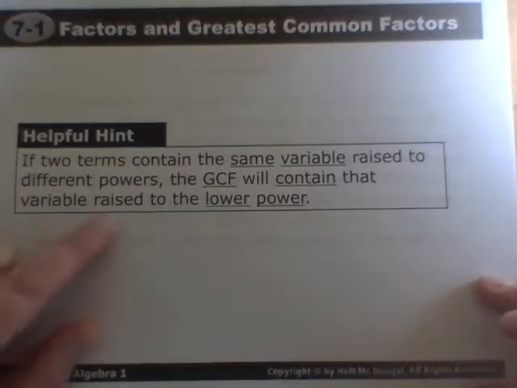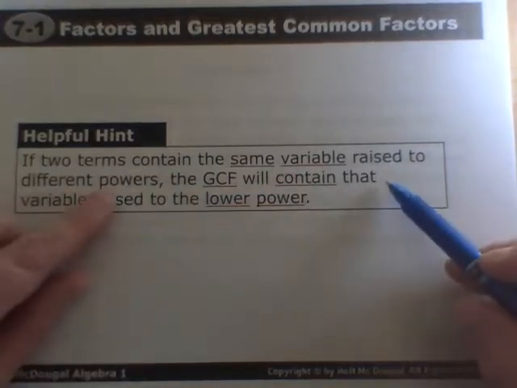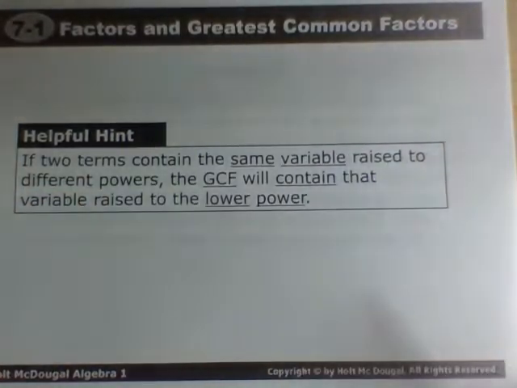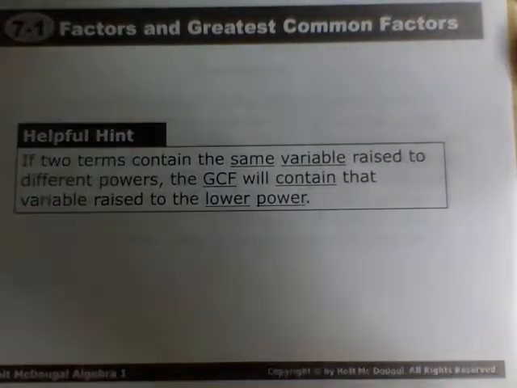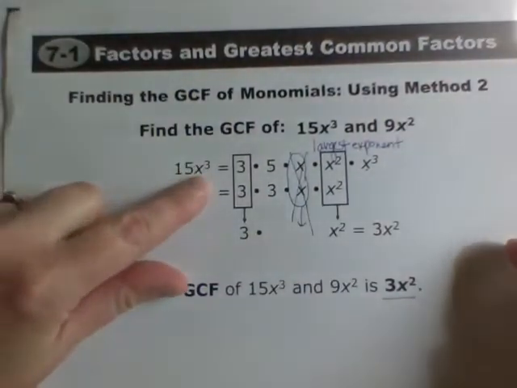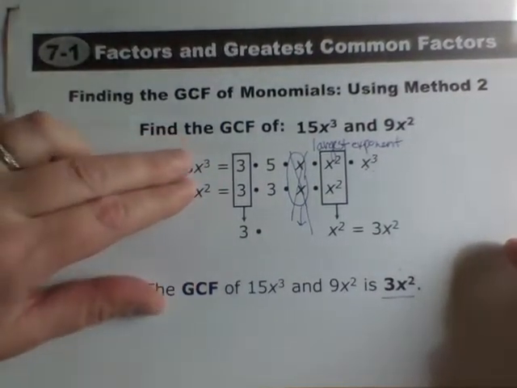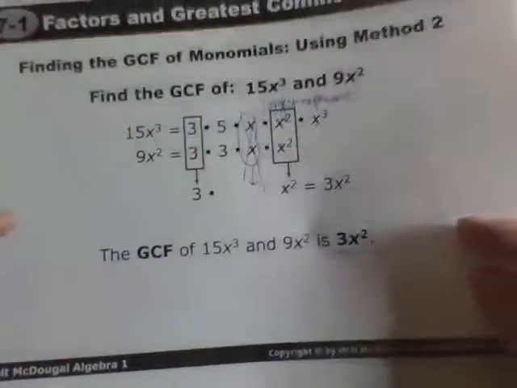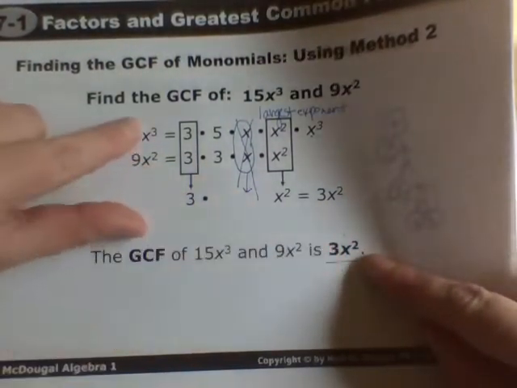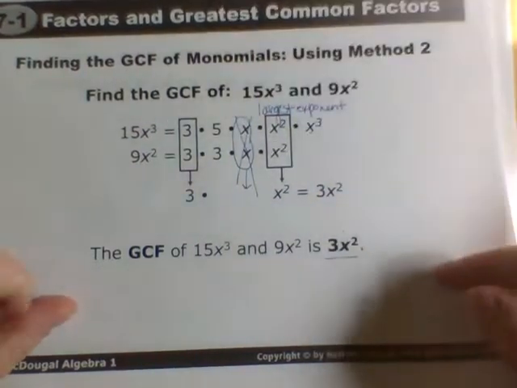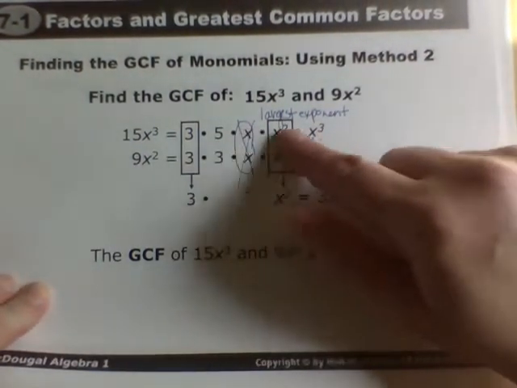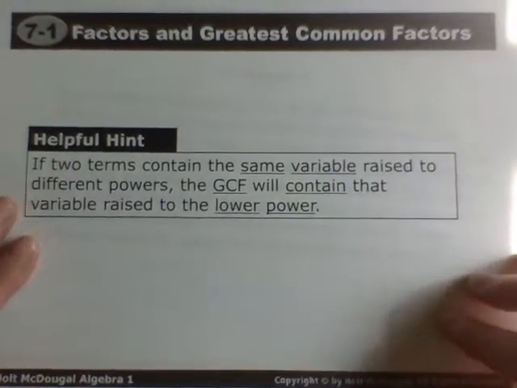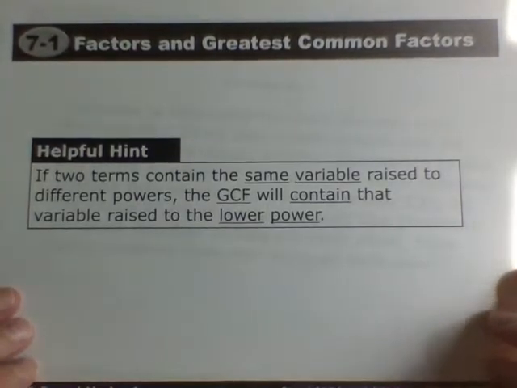A helpful hint, if two terms contain the same variable raised to different powers, the GCF is going to contain that variable raised to the lower power. So we kind of saw that in a previous one. So we said we have 15x cubed and 9x squared. They have the same variable. Again, same variable. The GCF is the lower power. So if we look at the answer, the lower power was x squared, and that was part of the GCF. So that's just your helpful hint so that you don't necessarily have to list them out. And you will get faster at this where you don't have to list them. It's kind of intuitive, but right now, listing is the best so that we can double check.